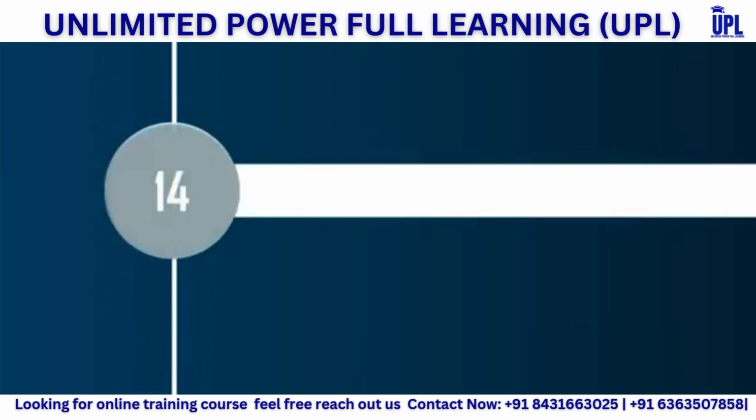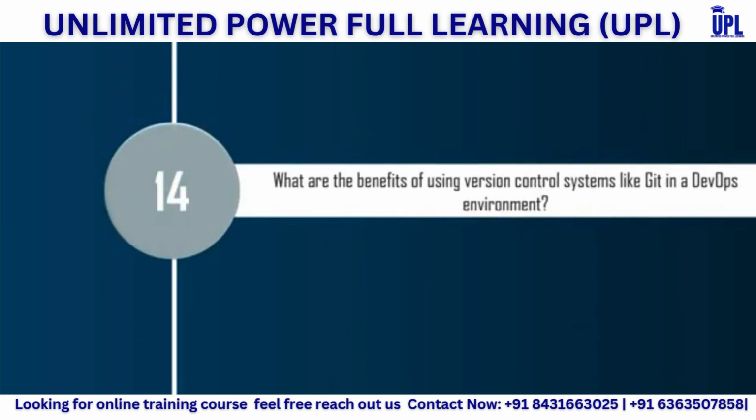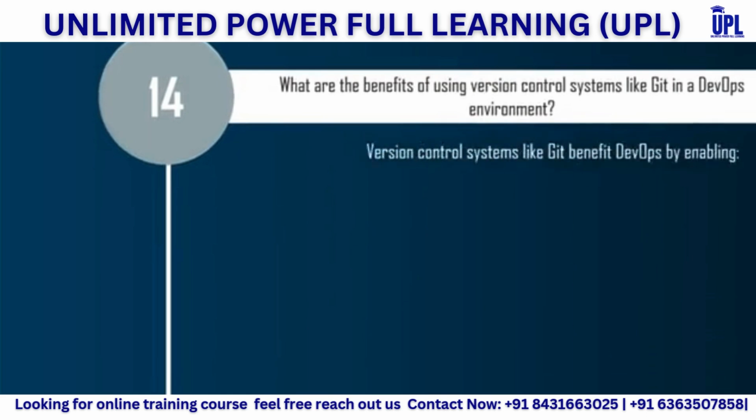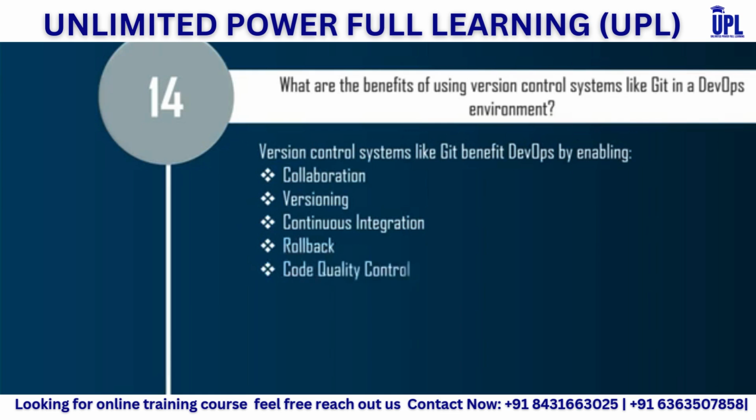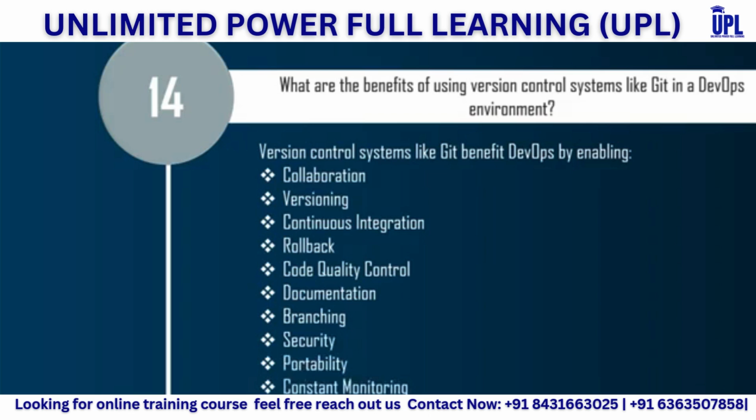And the next question, what are the benefits of using version control systems like Git in a DevOps environment? Version control systems like Git benefit DevOps by enabling collaboration, versioning, continuous integration, rollback, code quality control, documentation, branching, security, portability, and constant monitoring. They streamline development, improve code quality, and support DevOps practices for efficient and reliable software delivery.